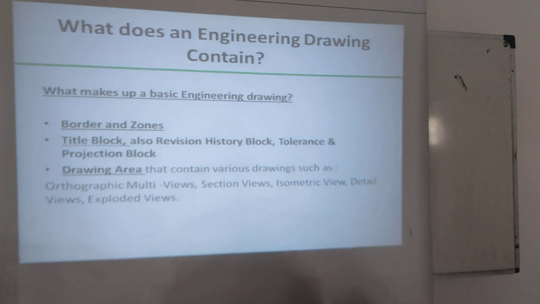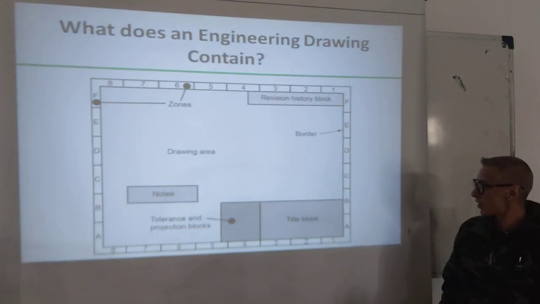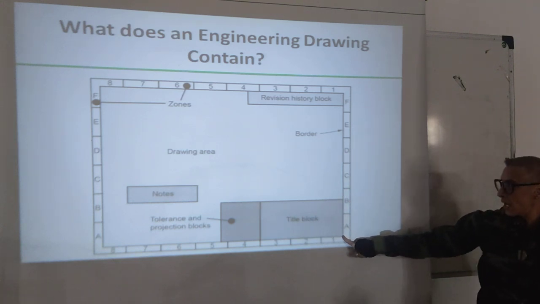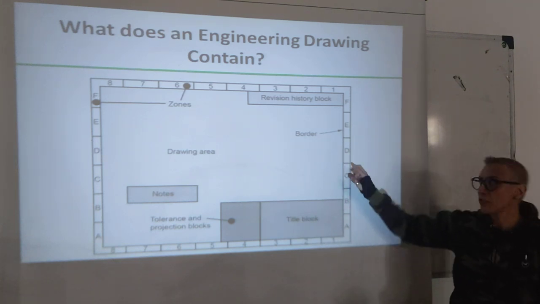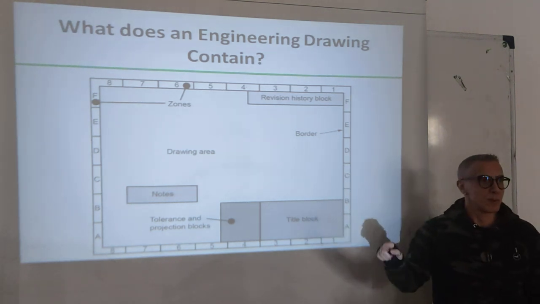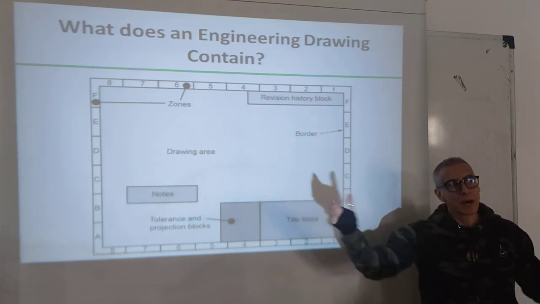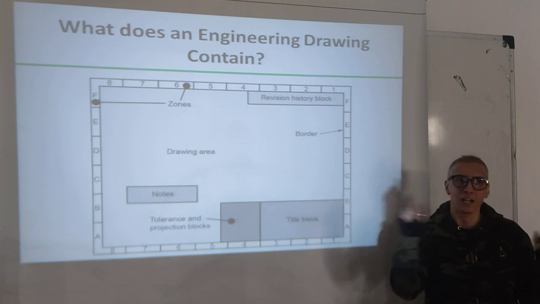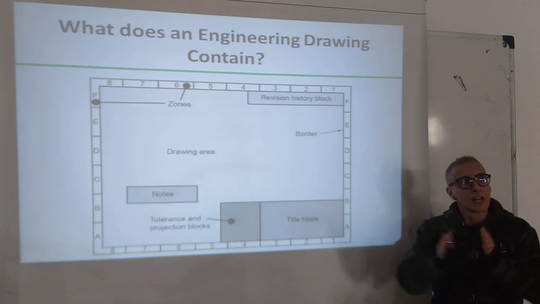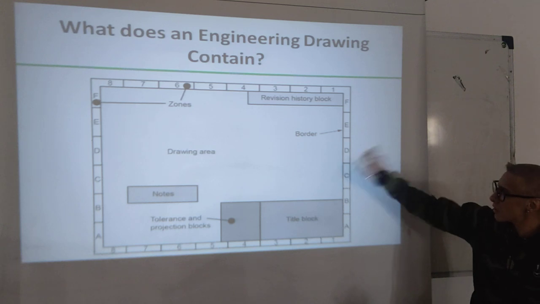So I explained here borders and zones. What do we mean by that? Here we have a sheet, and as you can see, it has a border. Okay, this is a border. Now, there are some specifications for the size of this border. It is not totally up to the person who is designing. It depends on the sheet size, but some specifications vary a little bit. Sometimes they tell you 1.5 centimeter or 1 centimeter, but it really depends on the sheet size. So we have a border with a specific measurement.